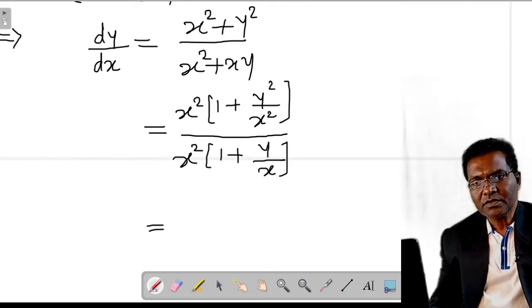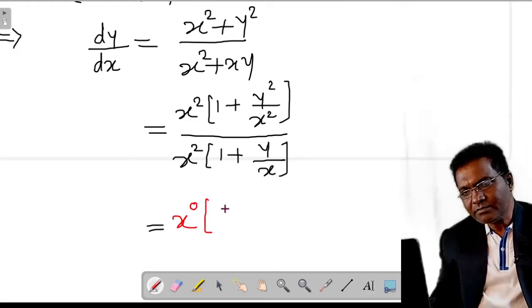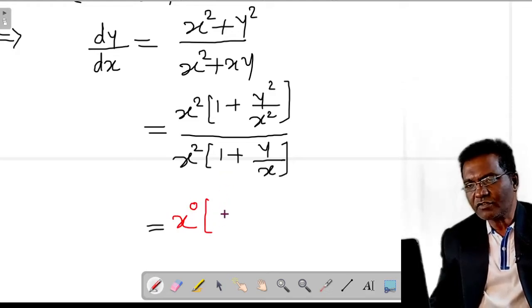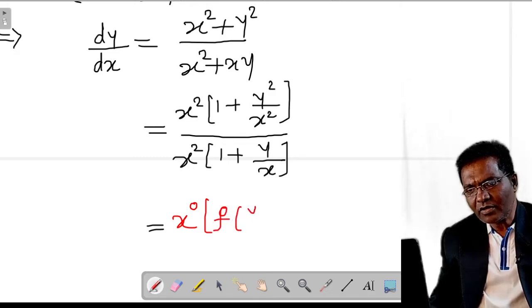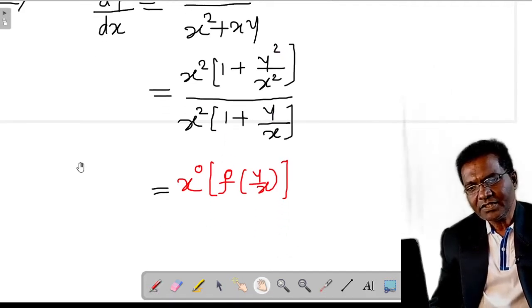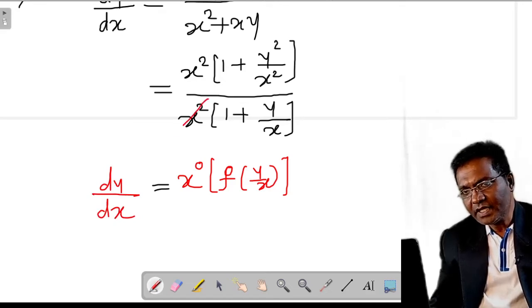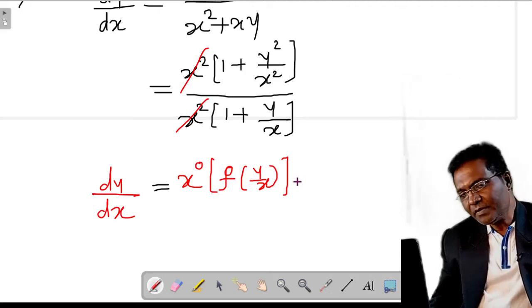So you will get x power 0, no need to write, but I'm telling you it's a homogeneous function of degree 0, and the remaining I can write as some function of y by x, or x by y, doesn't matter. This entire function I am writing as a function of y by x. Okay, so dy by dx is expressed in this form, x power 0 into f of y by x.